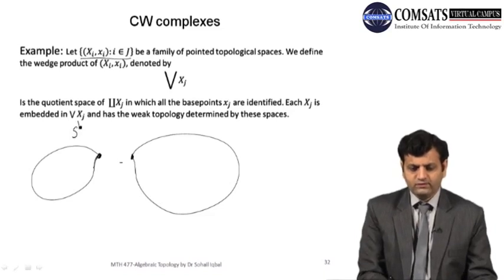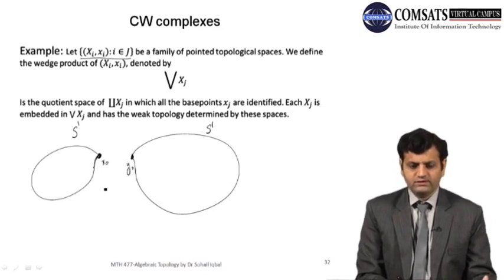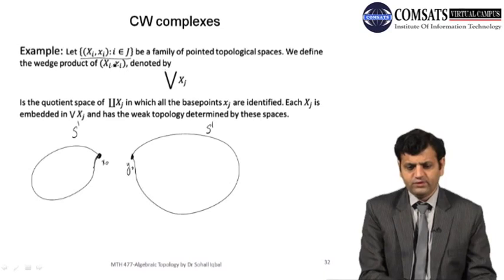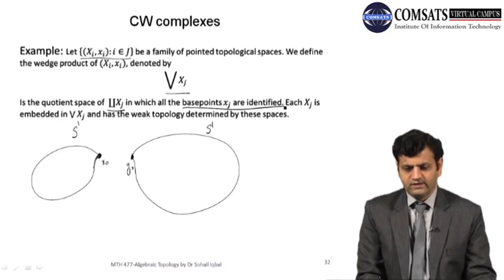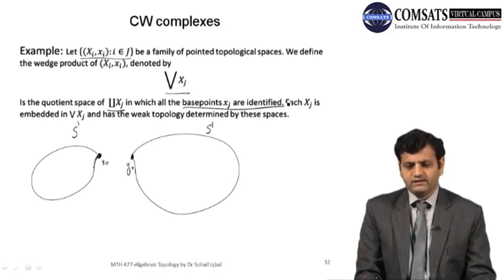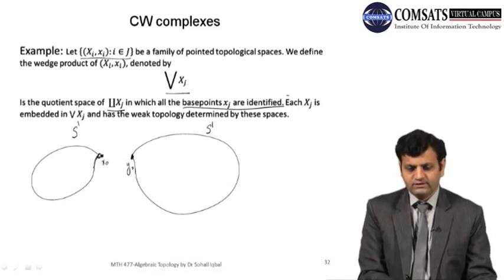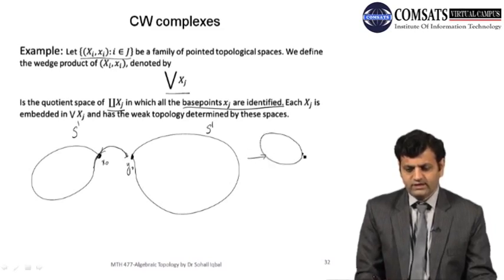Okay, so we have S1 and S1, so let's call them X_0 and Y_0. So I have two topological spaces. Now we define the wedge product denoted by this, which is the quotient of the co-product of these two topological spaces in which the base points are identified. So just take the co-product, but in that co-product identify the base points, in other words identify these two points. So basically we obtain a space like this. Okay, so this is S1 wedge S1.